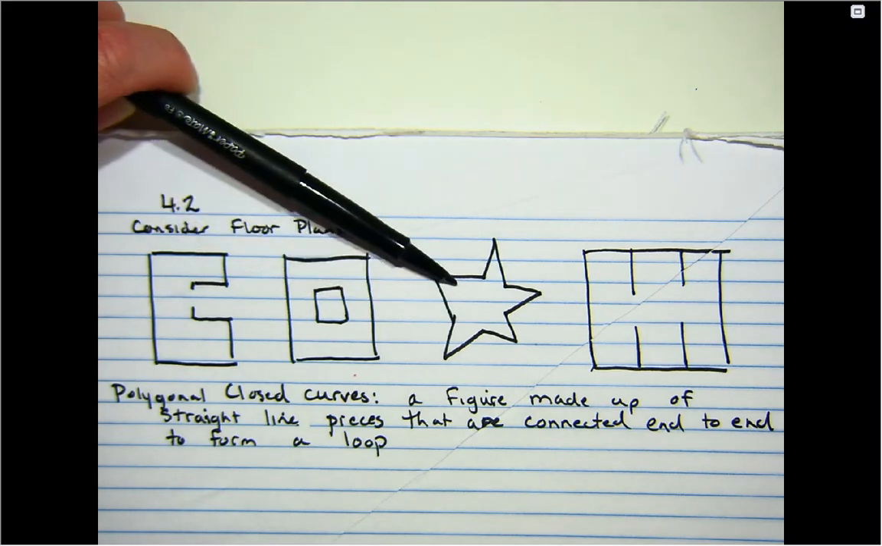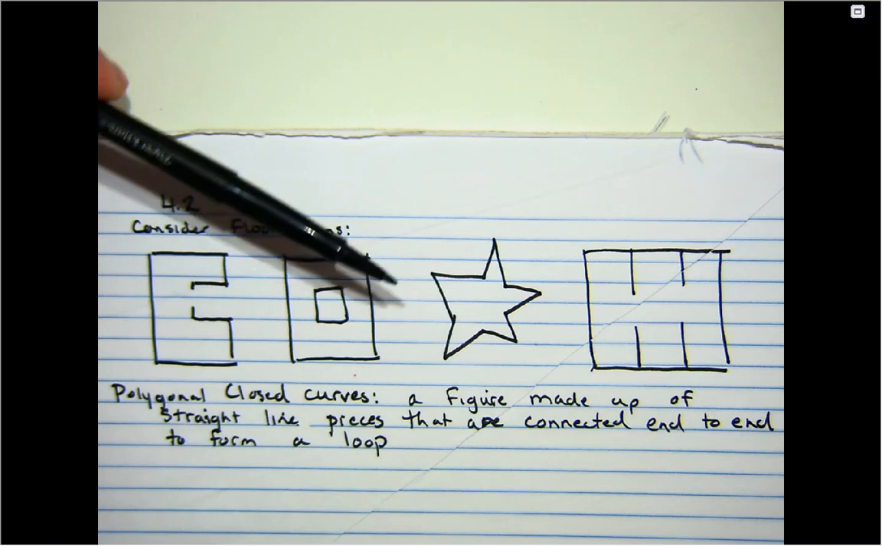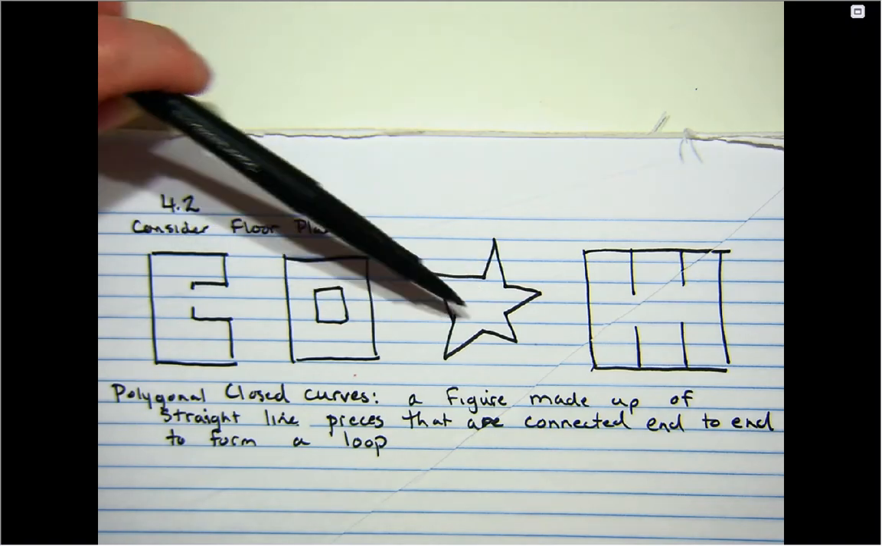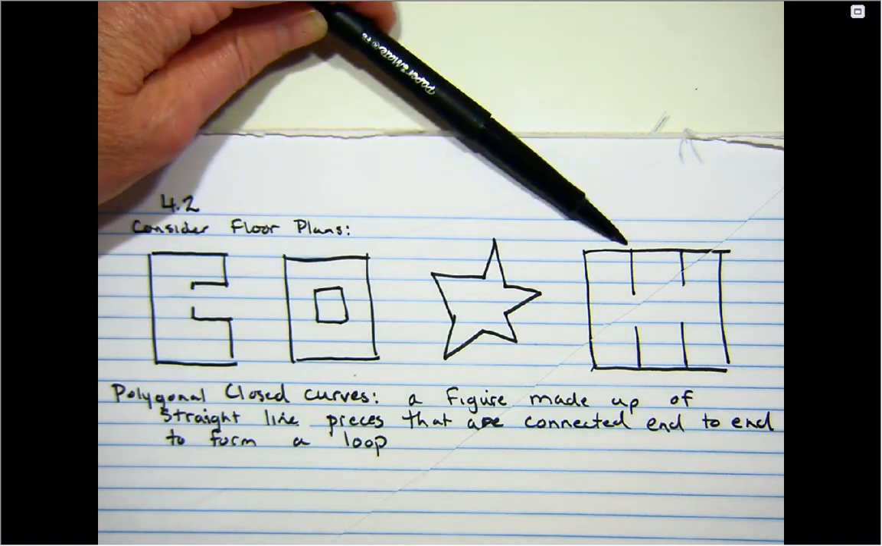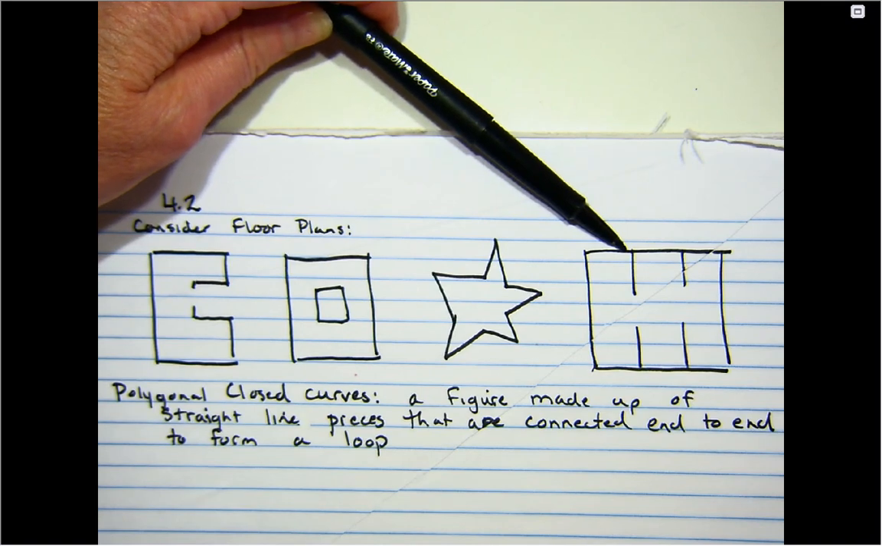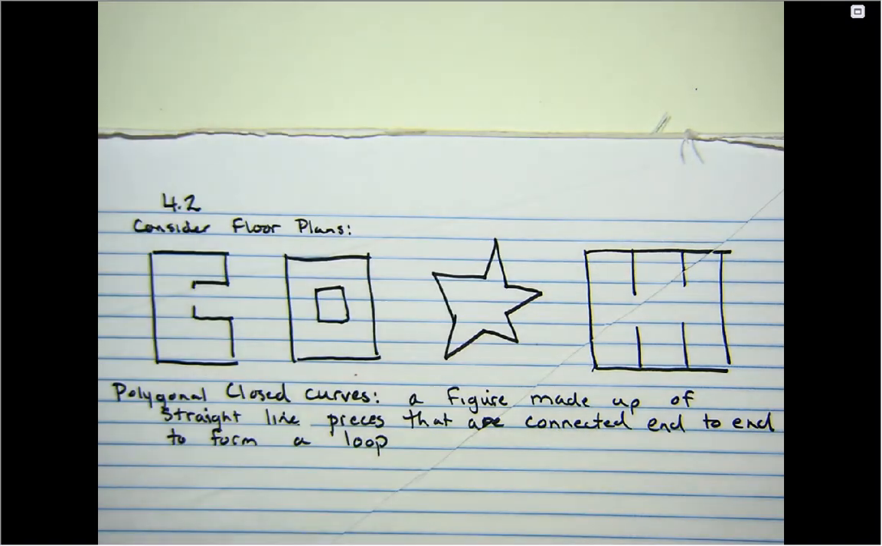That one is a polygonal closed curve. Those lines are supposed to be straight. They are not quite straight. Okay. How about this figure? Why is this not a polygonal closed curve? Yeah, they don't connect together. That's right. Okay.